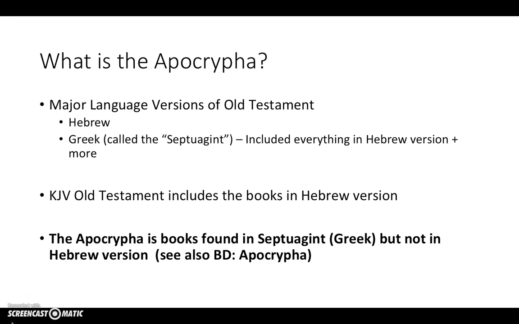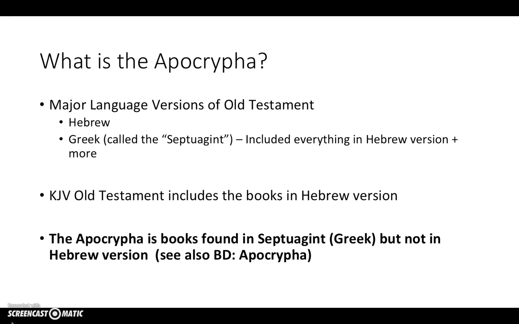It goes back to the Old Testament and the fact that historically the Old Testament was translated in many languages, but there are two major languages in which the Old Testament is preserved. One is Hebrew, and the second is Greek. The Greek version is often referred to as the Septuagint, and this included everything that was in the Hebrew version plus some additional books. So the Old Testament that we use in the LDS Church today, the King James Version of the Old Testament, includes the books that were in the Hebrew version of the Old Testament.